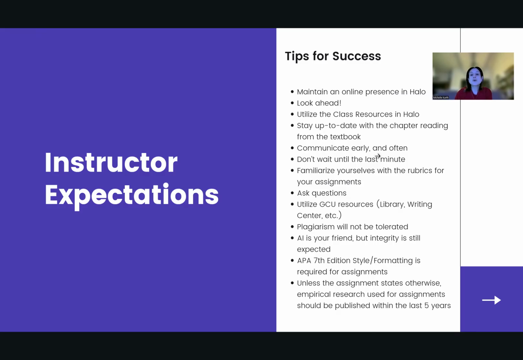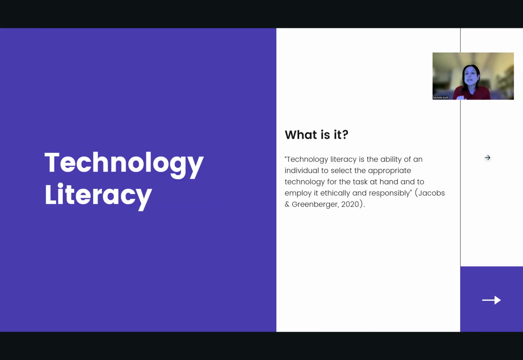So let's talk through technology literacy. What is technology literacy? That is truly just the ability of you as an individual to select the appropriate technology for the task, okay? And to employ it ethically and responsibly. So I talked about AI as an example, right? We can use AI. We want to employ it very responsibly. And GCU does have an AI policy as well.